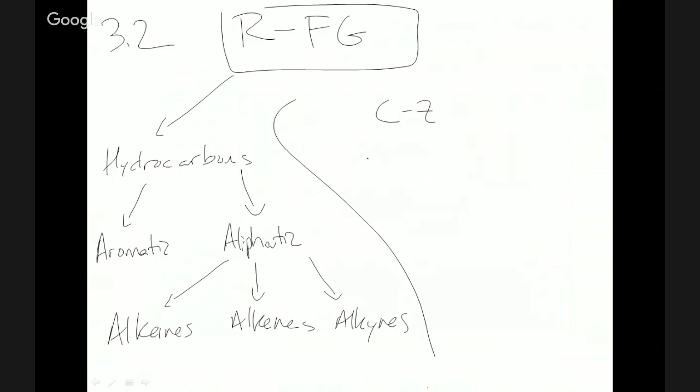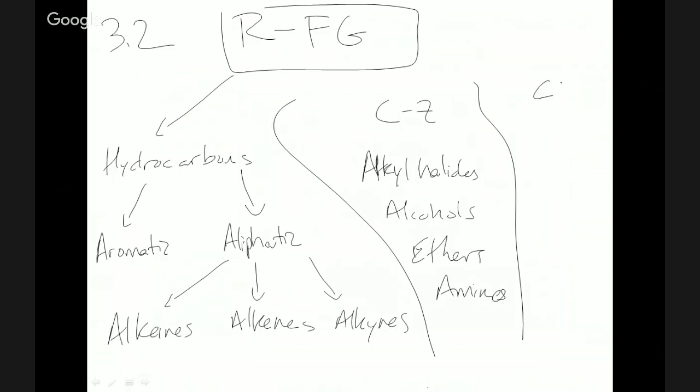C-Z single bonds could be alkyl halides, alcohols, a C-OH, a thiol, which is the sulfur version of that, ethers, amines, etc. So it's a carbon with something single bonded. And then you have basically C=Z double bonds. We're really focused on C=O double bonds. You can have C=N double bonds, but there's a lot of them. Aldehyde, ketone, carboxylic acid, ester, amide, acid chloride.